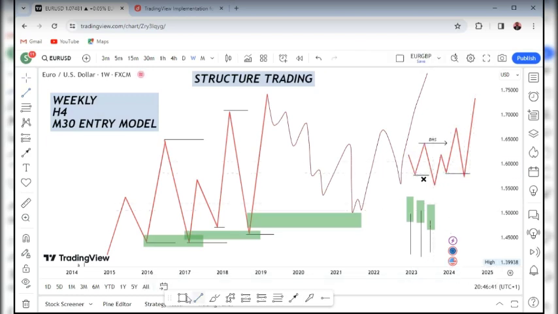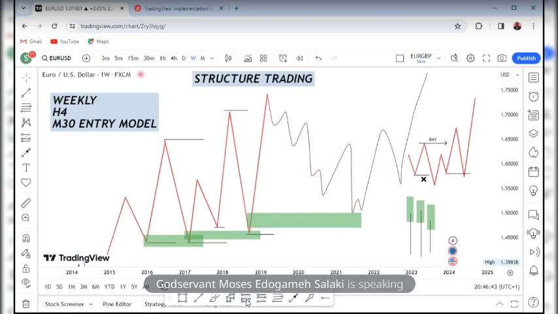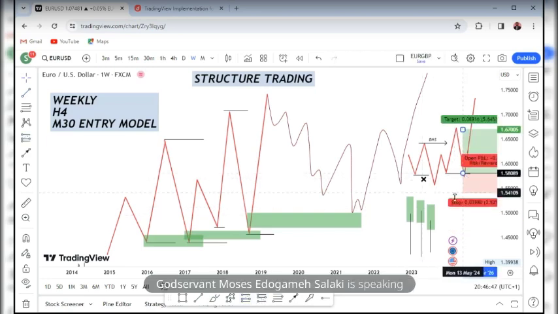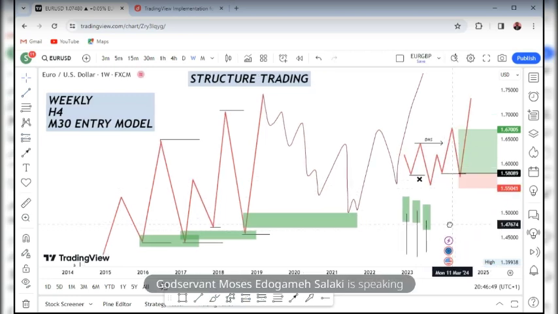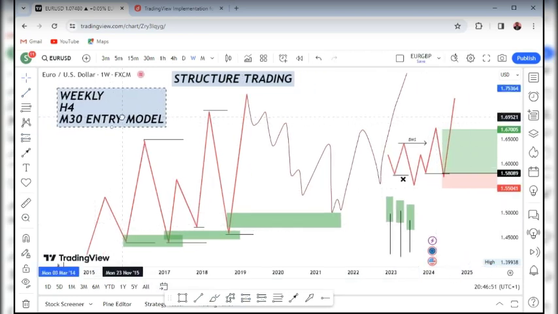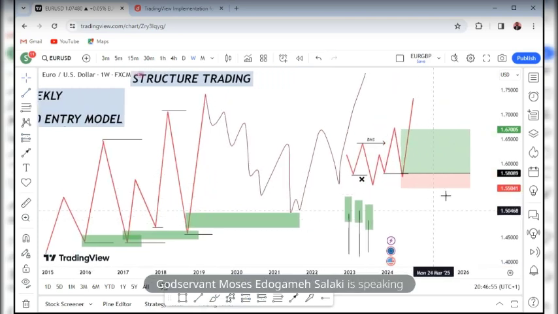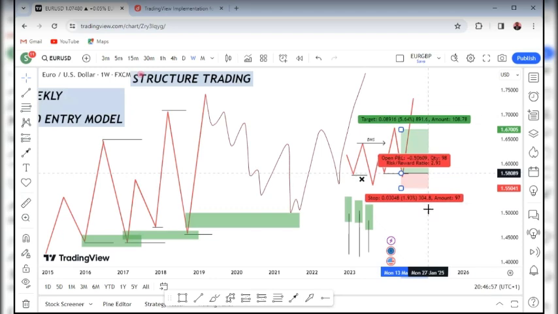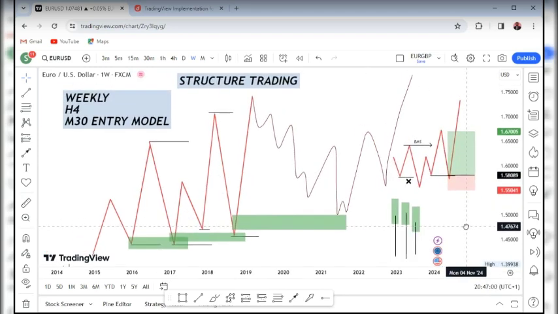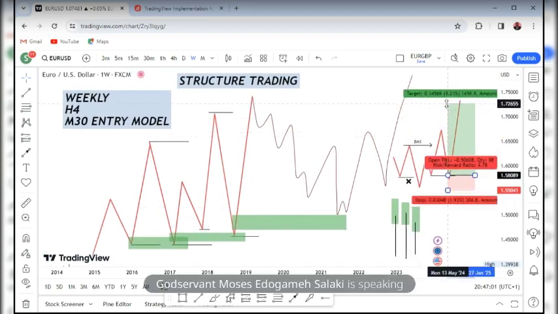We want to see price come back for that liquidity. So here becomes your entry. So this is what we want to see. Yeah, something like this.